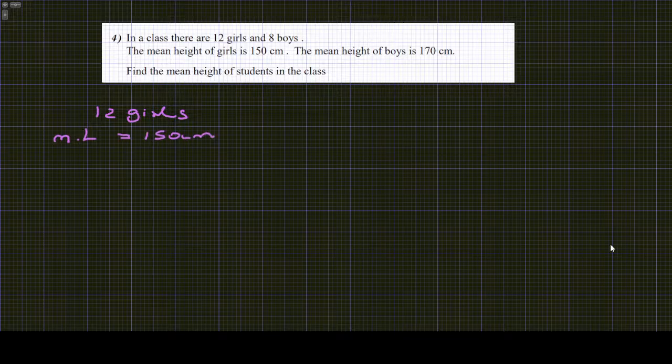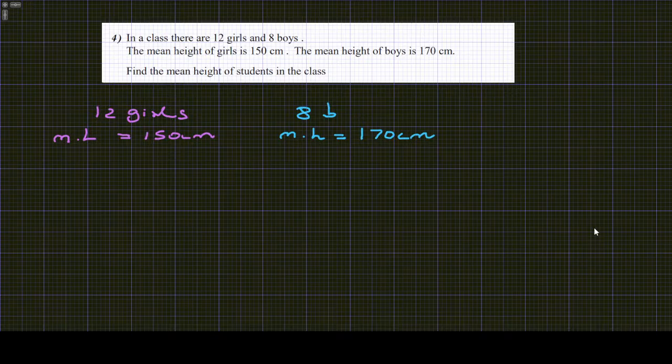And in the same class there are boys, 8 boys. And what is their mean height? 170 centimeters. And what is the requirement here? What are we supposed to find? The mean height of students in the class.